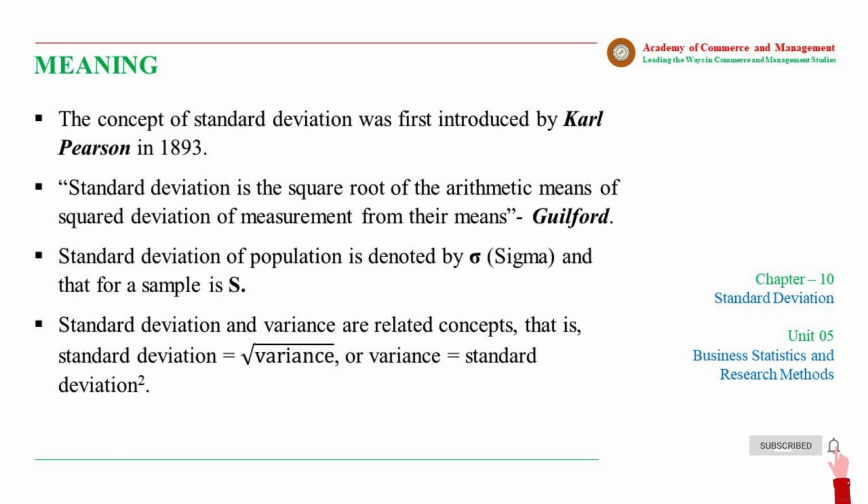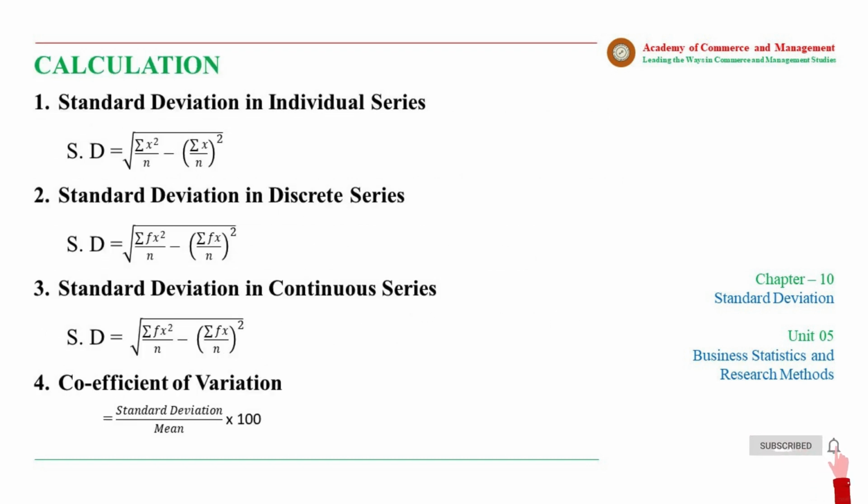One thing to mention is that both standard deviation and variance are related concepts, that is, standard deviation equals the square root of variance. In other words, variance equals standard deviation squared. Now, we are going to see how to calculate standard deviation and coefficient of variation.